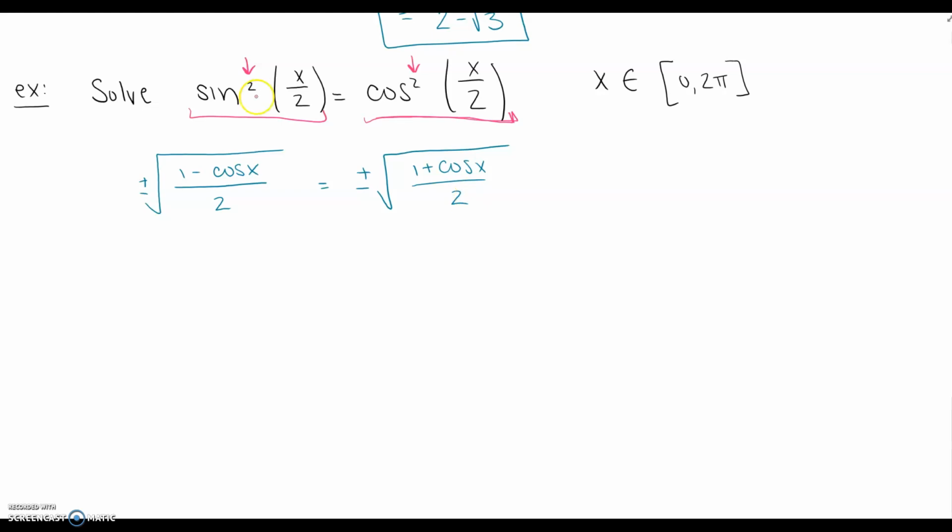Now, I told you to be careful because the original was squared, so we're starting this off. I guess I should do it in the same color since we're starting it off. It's already squared, so I'm just throwing this in parentheses. Now, if it wasn't already squared, you would need to square it because we want to get rid of the radical, but it's already squared, so we don't have to worry about it. So then we are left with 1 minus cosine of x over 2 and 1 plus cosine of x over 2.